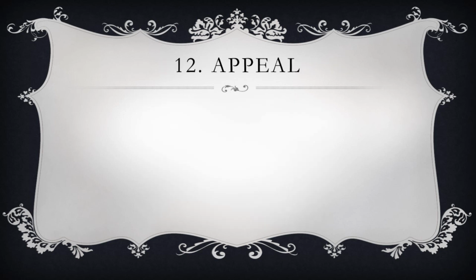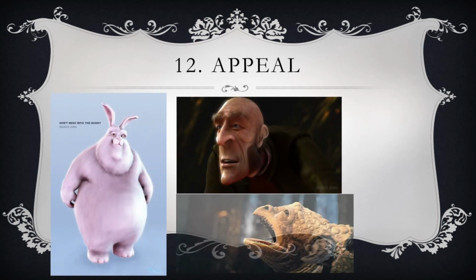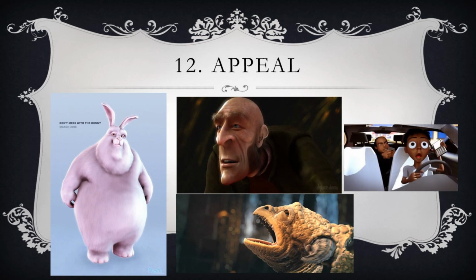The final one, 12, appeal. And this is the final principle as well. This means, does your character actually look good? Nice characters tend to look heroic, attractive, cute, etc. Whereas evil characters, they look rough, menacing, angry, and so on.